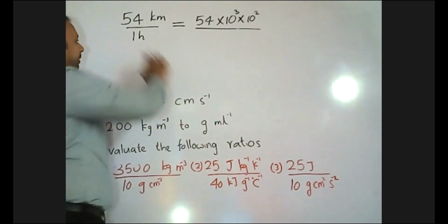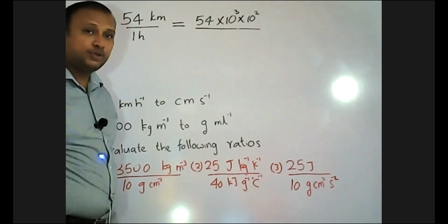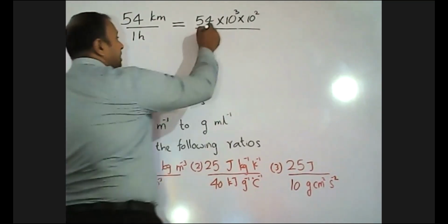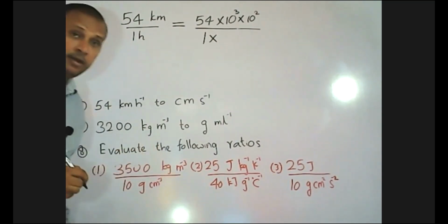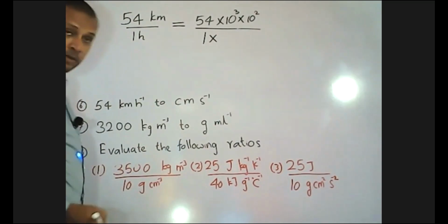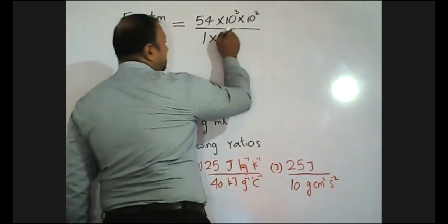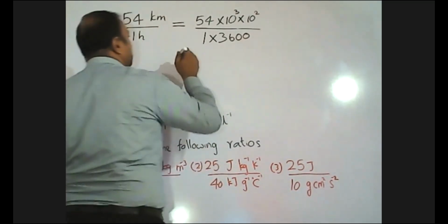Then 1 hour into second. So you have to multiply 1 hour by the ratio between hours to second. You have to multiply it by 3,600.